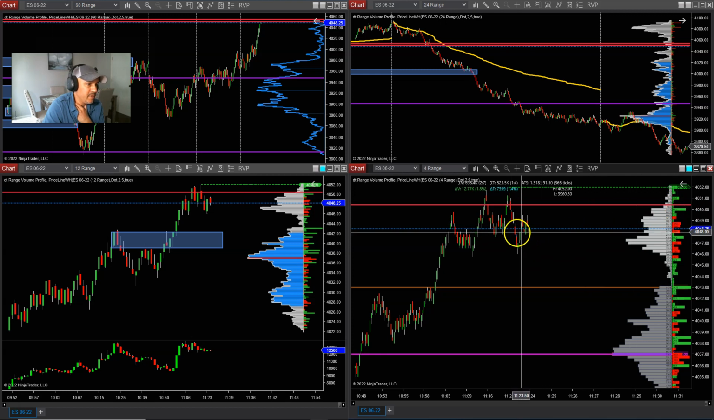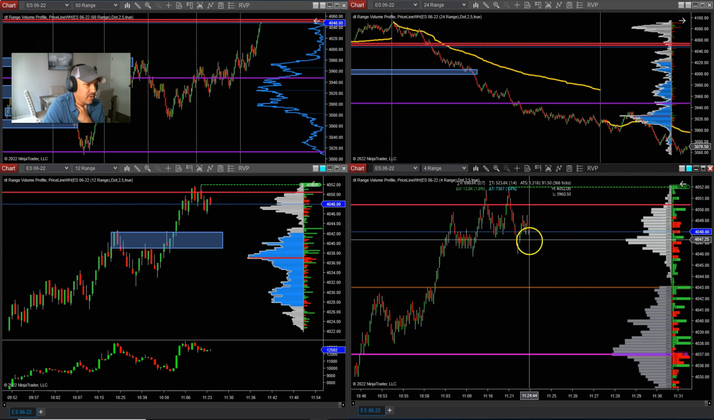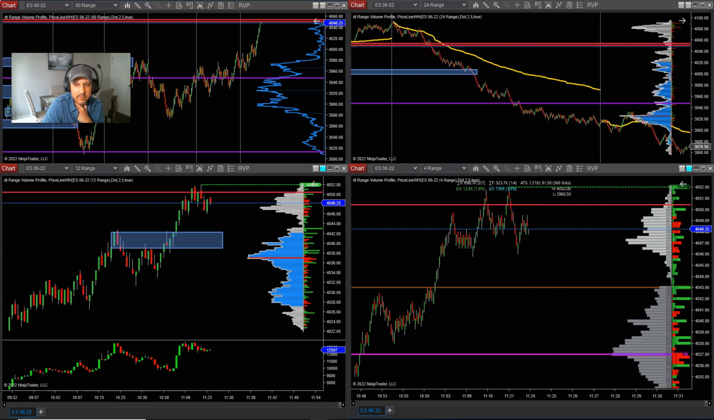There we go. Okay, got filled. A little pullback, just a little zone, just a few ticks away, but I'm taking it back down to the lows right here. Okay. Quick little 5 ticks right there. 34 ticks.